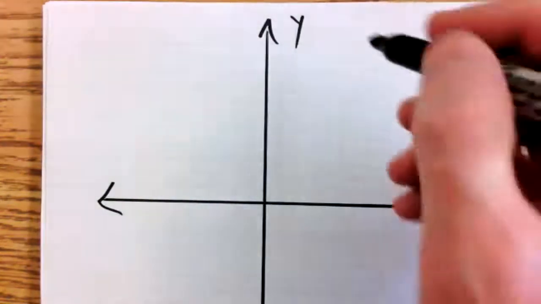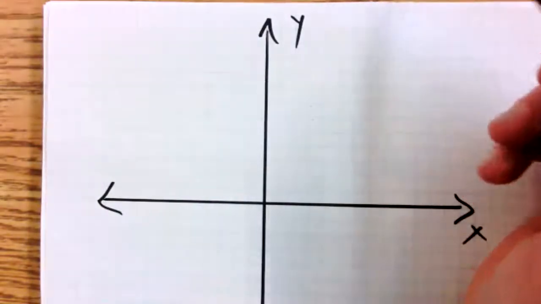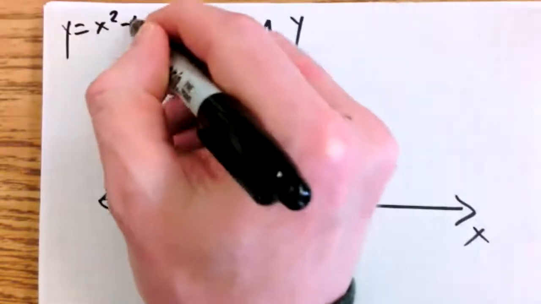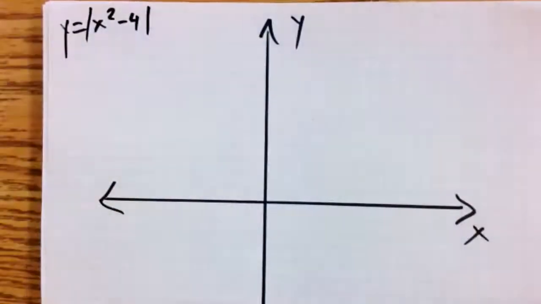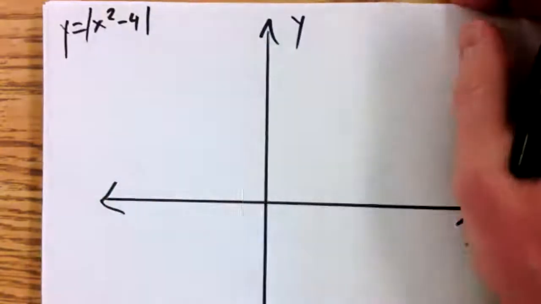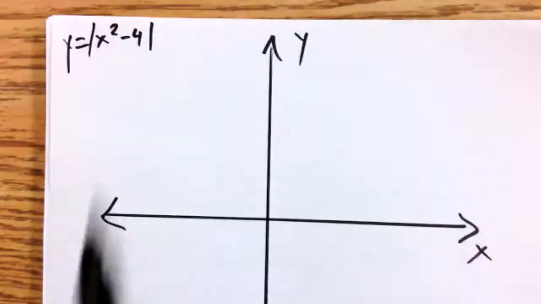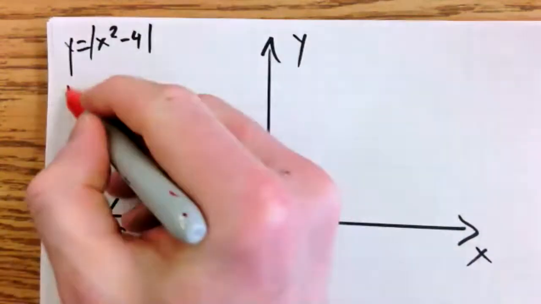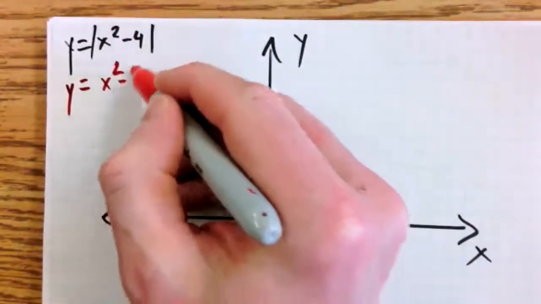Okay, so it says sketch the graph of y equals the absolute value of x squared minus 4. Now, it helps to draw the original first. So the original, I'll do that. y equals x squared minus 4.